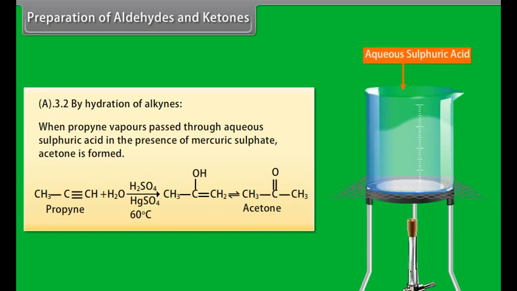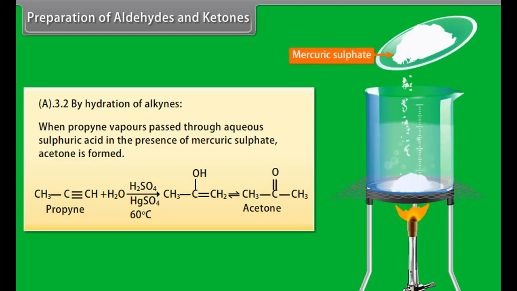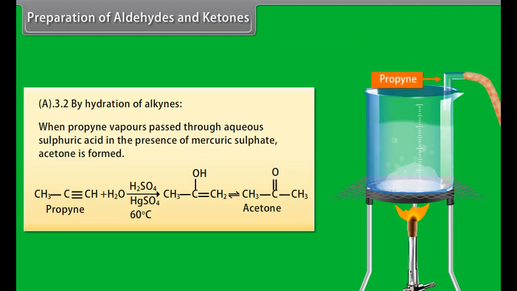When propyne vapors are passed through aqueous sulfuric acid in the presence of mercuric sulfate, acetone is formed.